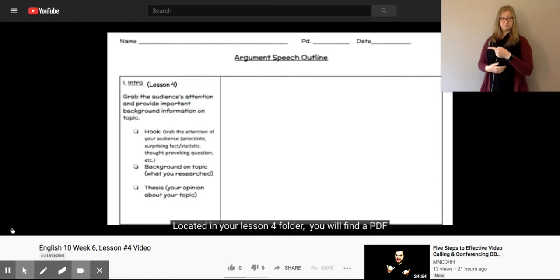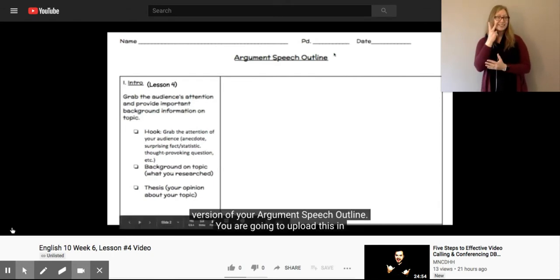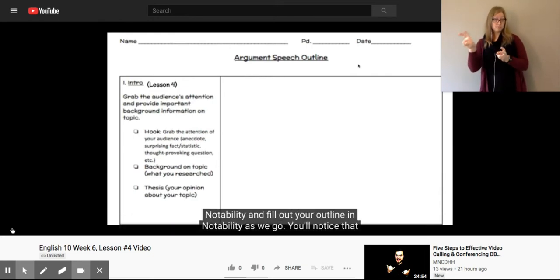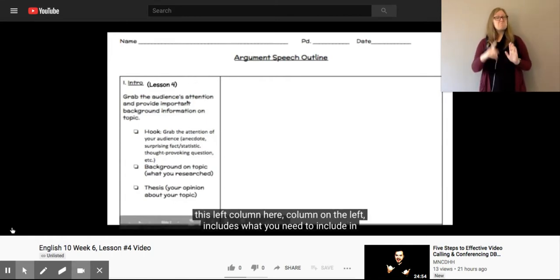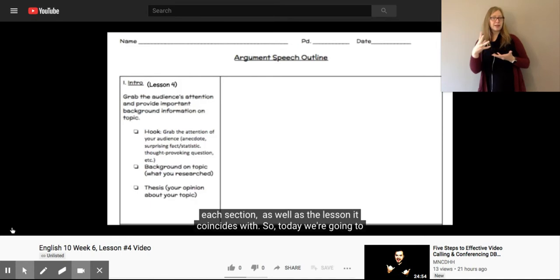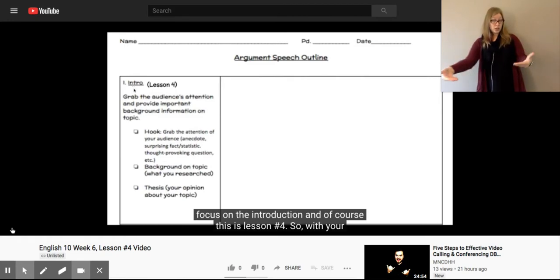Located in your Lesson 4 folder, you will find a PDF version of your argument speech outline. You are going to upload this in Notability and fill out your outline in Notability as we go. You'll notice that the column on the left includes what you need to include in each section as well as the lesson it coincides with. So today we're going to focus on the introduction, and of course, this is lesson number 4.